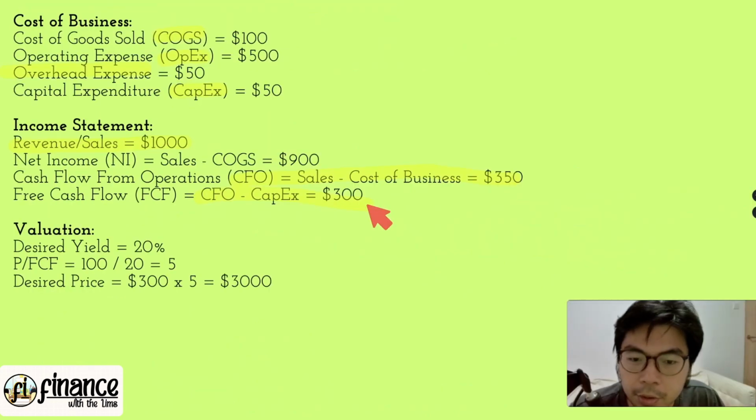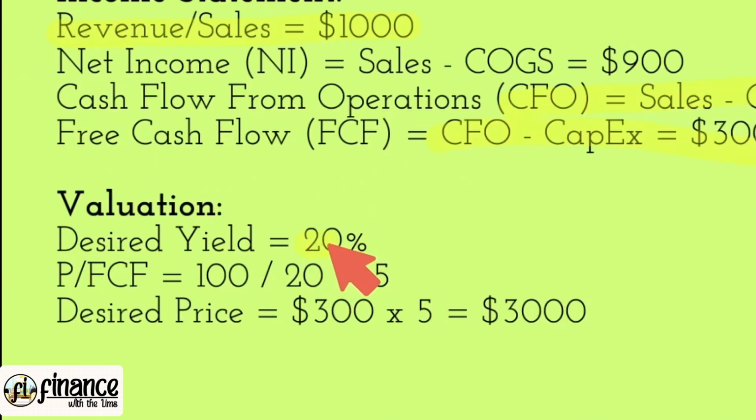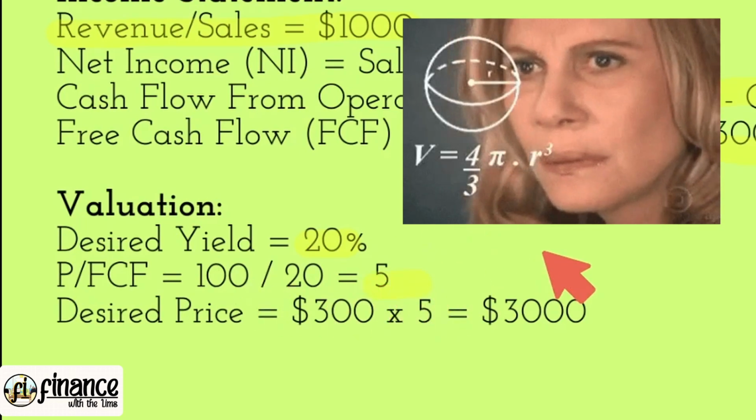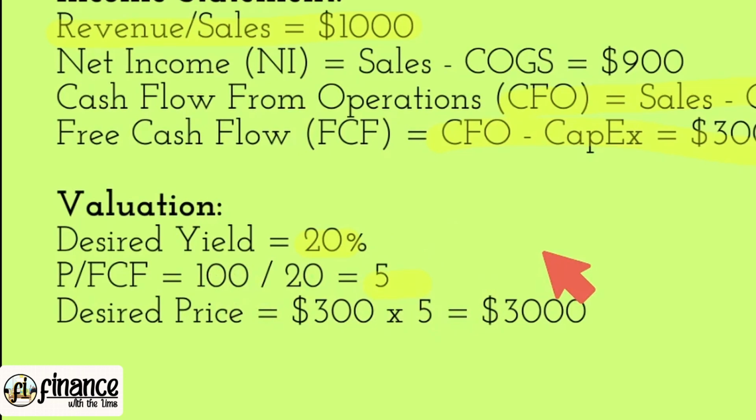Now, suppose you want to buy this company. How much should you be paying for this? Well, it depends on your expectations. Let's say your desired yield on this company is 20%. This means that you should be paying the inverse of 20%, which is 5 for the price to free cash flow ratio. We then take this ratio and multiply it with the actual free cash flow, which means you should be paying no more than $3,000 for this company, assuming that you do not expect it to grow.